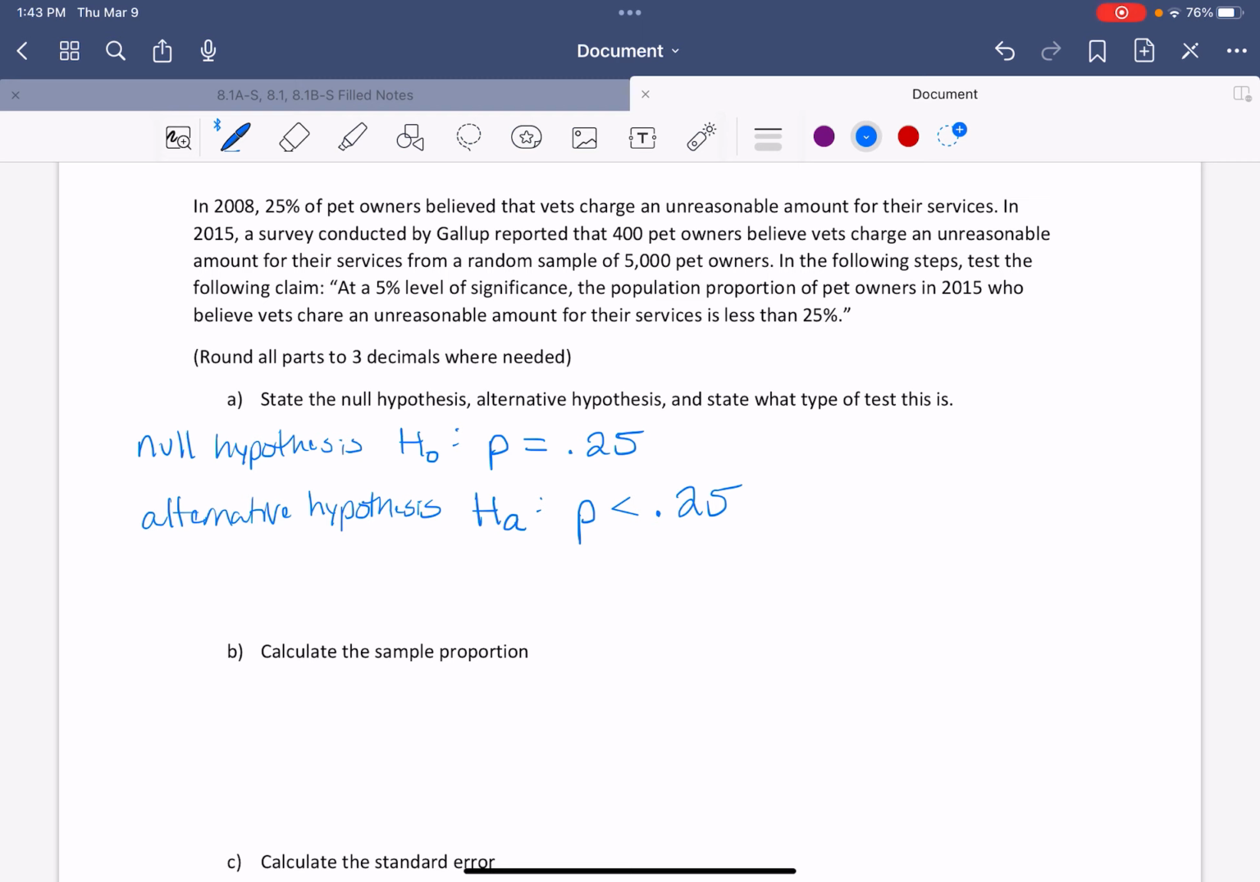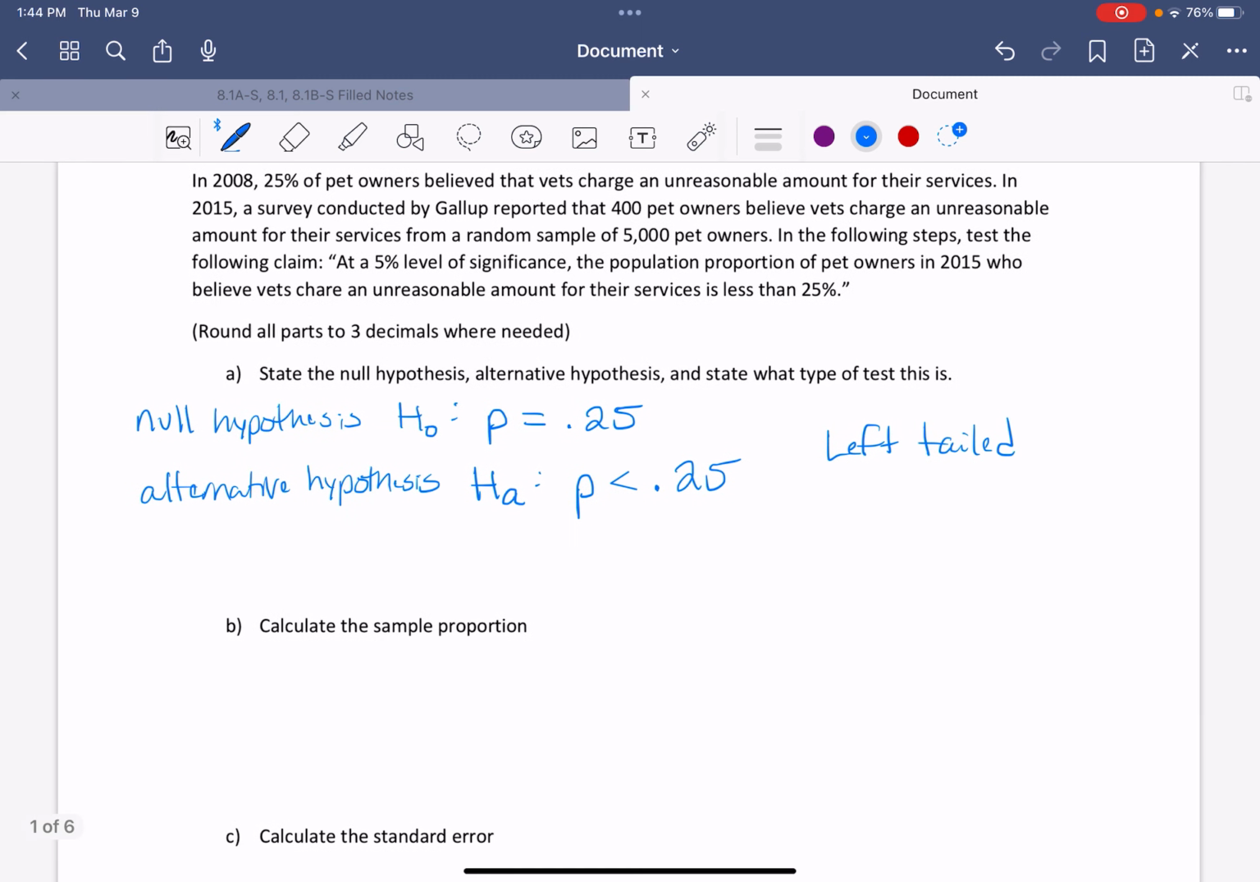Lastly, what type of test is this? When we say what type of test it is, I'm referring to left-tailed, right-tailed, or two-tailed. So which is this? Left-tailed. Left-tailed. Good. Okay. Let's continue.